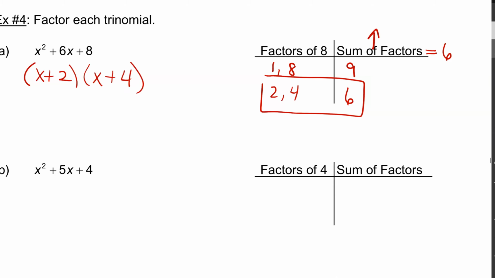So the sum is the middle number b, and what the factors multiply to is your c. Remember, it is ax squared plus bx plus c.